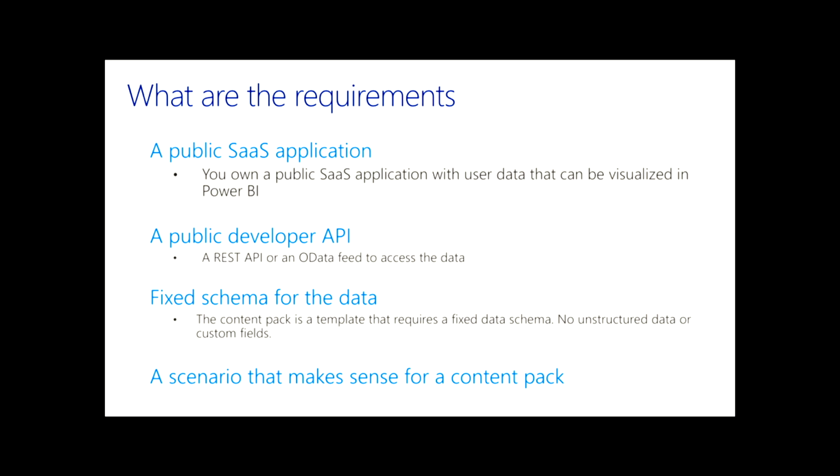We get a lot of requests from partners who have services that carry unstructured data, files, or heavily customized data where most of the columns are user-defined. This is not feasible for building a SaaS content pack as it stands today. Does this answer your question?